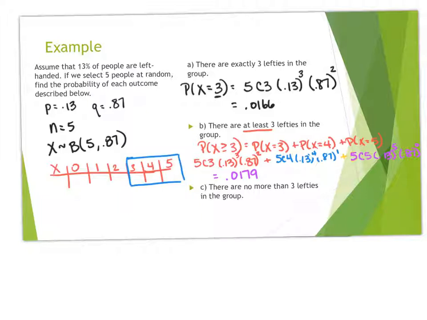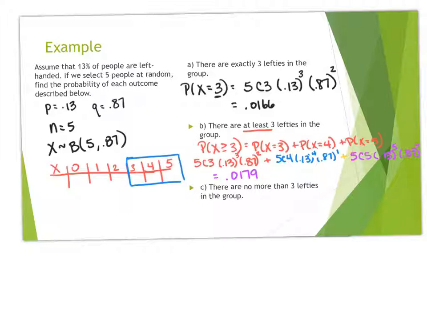Now, as you can see, the concept isn't hard, but the actual math, calculating all of these different combinations and multiplying like that, can get kind of tricky. There's a much quicker way to do this. I'm going to show you in a video using the calculator how to calculate this. But we're going to get this 0.0179 either way we do it. And let's look at the last one.